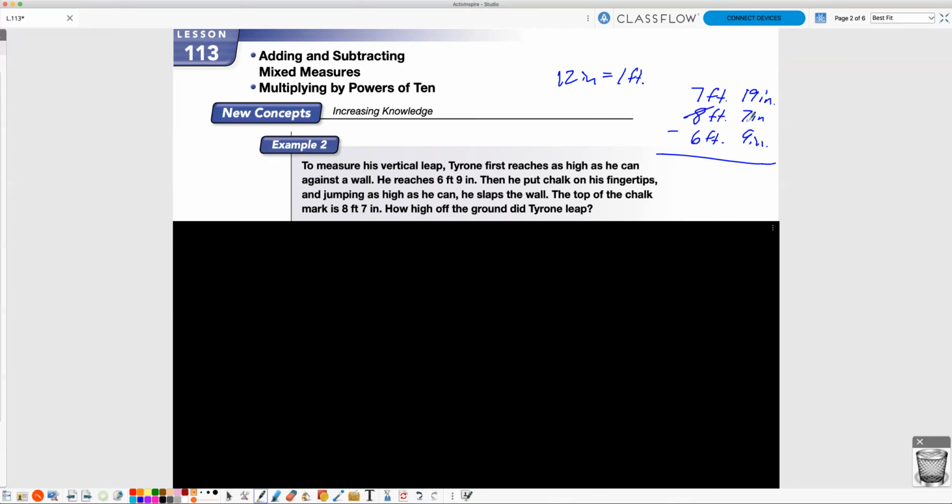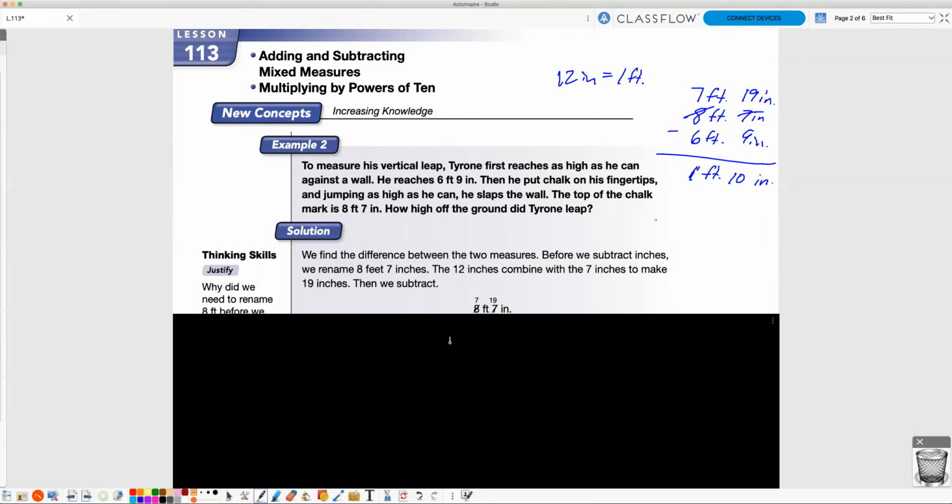So it's basically like renaming this 8 feet 7 inches into 7 feet 19 inches. And now you can subtract 19 minus 9, which equals 10 inches. And you have to subtract the feet from the feet, and you have 1 foot there. So you'd have 1 foot 10 inches is his vertical leap.